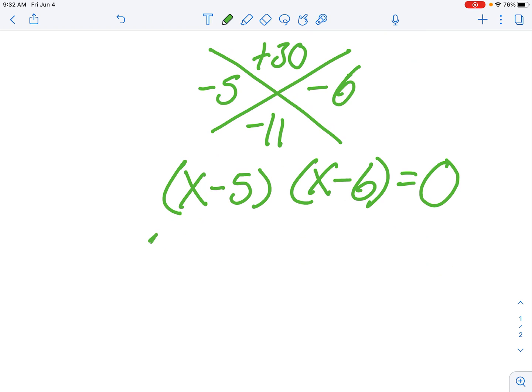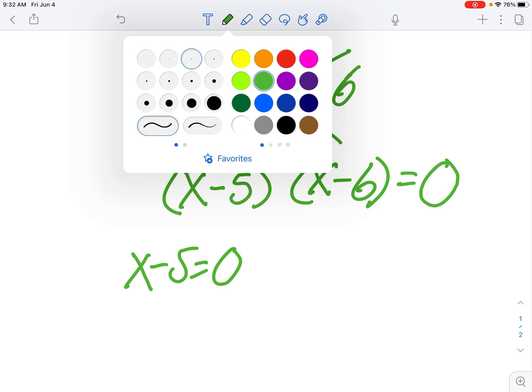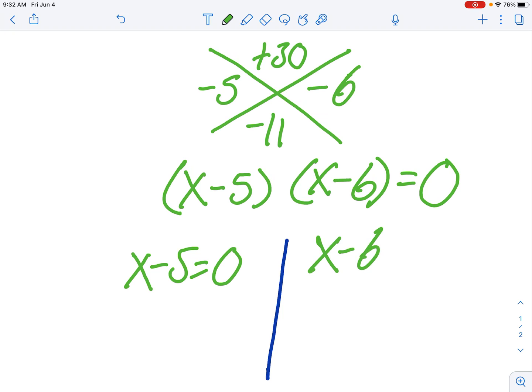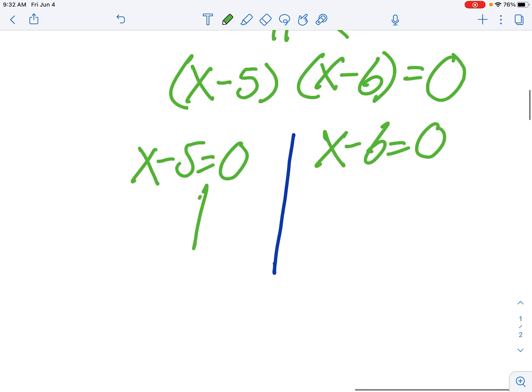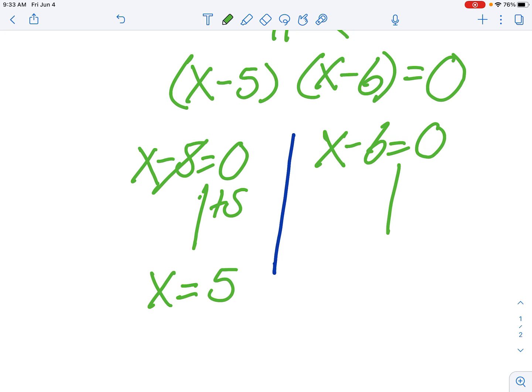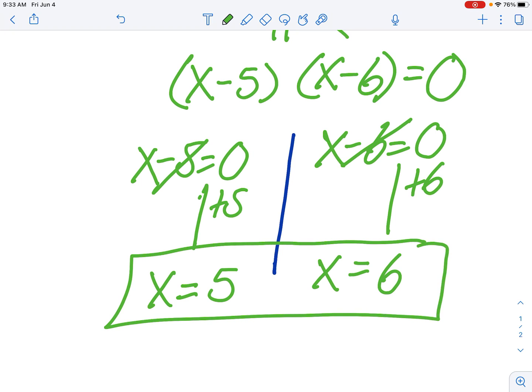So now I'm going to set up each parentheses to equal 0. x minus 5, no need for the parentheses. x minus 5 is equal to 0. And x minus 6 is equal to 0. So I'm going to move my minus 5 over as plus 5, so I get x is equal to 0 plus 5, which is 5. I'm going to move my minus 6 over as plus 6, so I'm going to get x is equal to 6. And look at that, kiddos. Those are our two solutions.